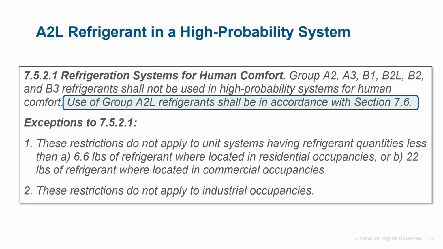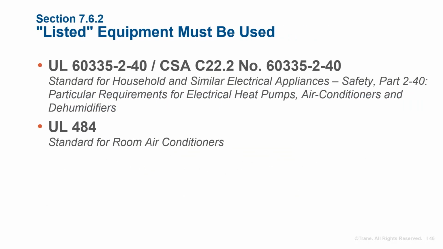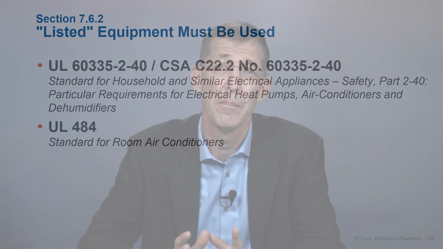As A2L refrigerants are low flammable, Section 7.6 prescribes special requirements. The first requirement is that the equipment must be listed in accordance with one of these two safety standards. While UL 484 is discussed in the standard, for the purpose of this conversation, we're going to focus on UL 60335-2-40. Manufacturers are likely to follow the requirements of this UL standard strictly to ensure that their products are listed.